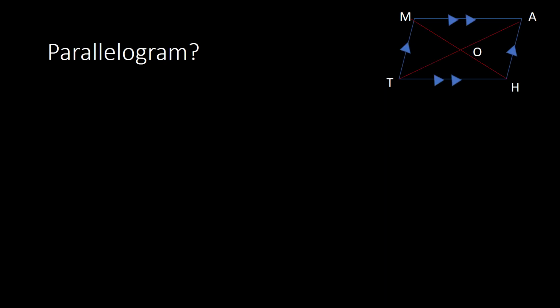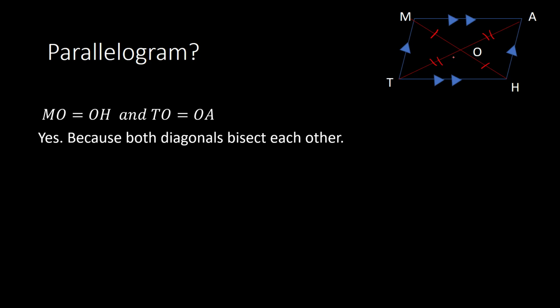The next example, we have MO equals OH and TO equals OA. So MO and OH are equal, and then TO and OA are equal. So notice that we have both diagonals being bisected. So therefore, yes, we would have a parallelogram because we have both diagonals bisected.